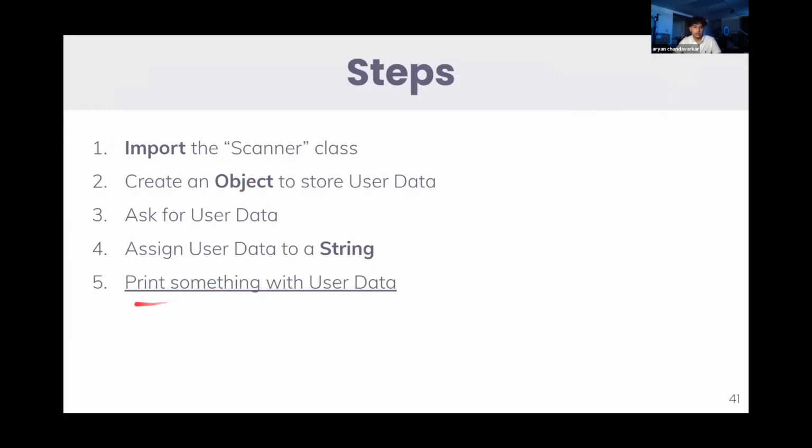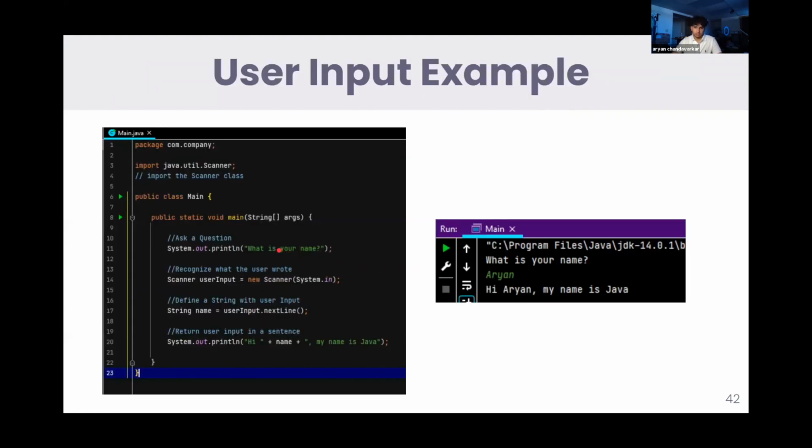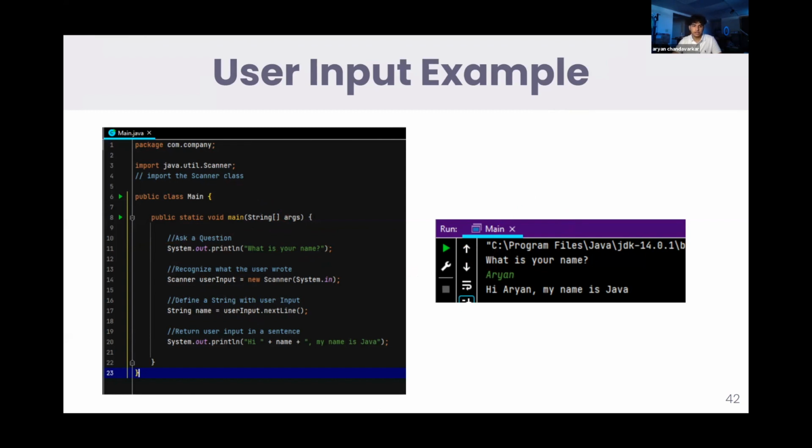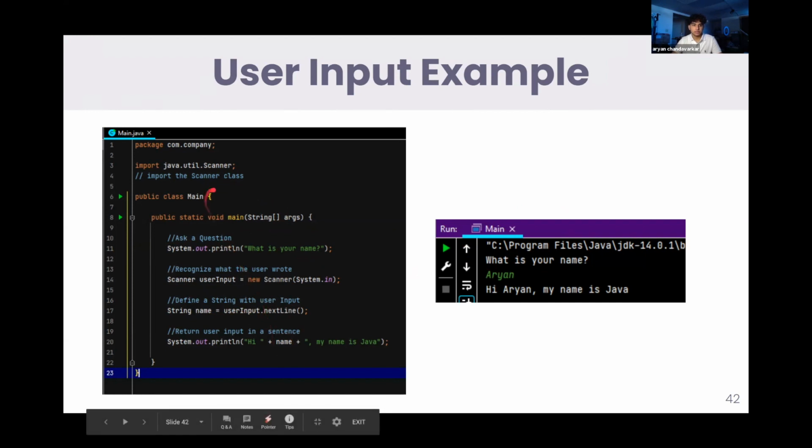And then finally, we print something with the user data. So in this case, we asked for a name and then we print out, "Hi, my name is" and the name. I'm going to actually show you how to write one in IntelliJ, but for now, I'm just going to go through each step and show you how we did this.